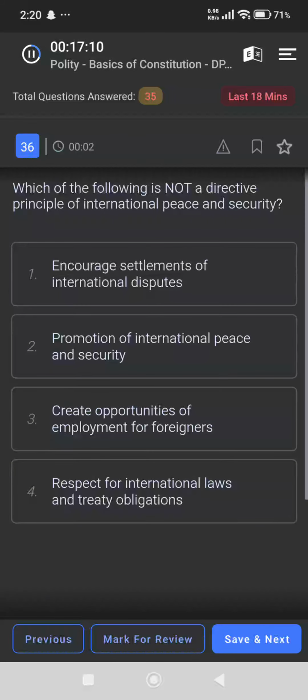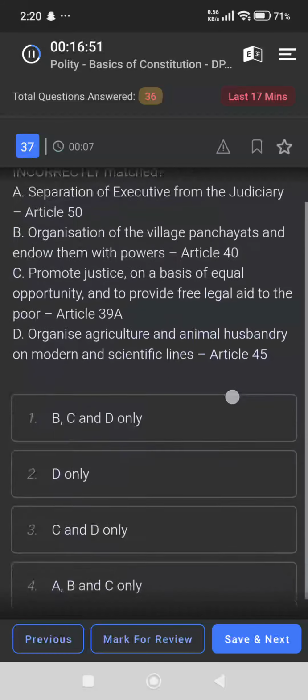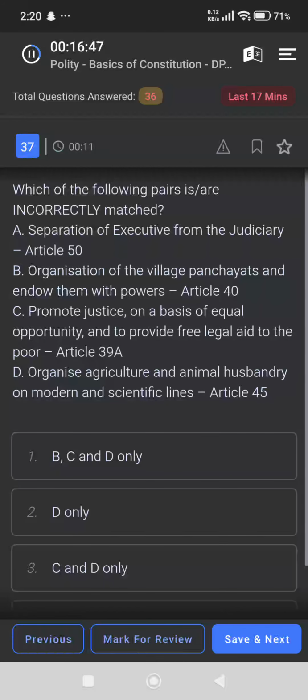Which of the following is not a directive principle of international peace and security? Create opportunities of employment for foreigners. Which are incorrectly matched? Only D.